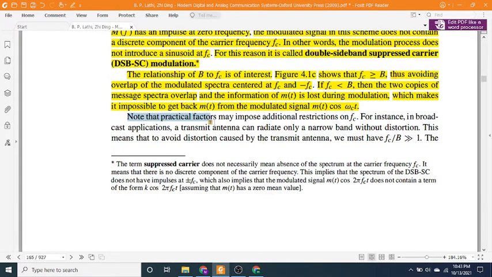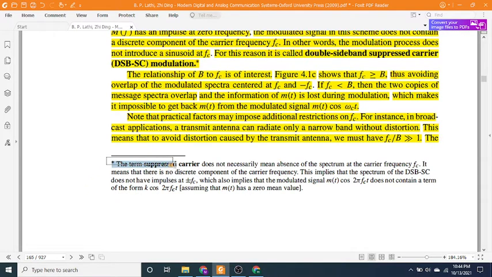Note that practical factors may impose additional restrictions on fc. For instance, in broadcast applications, a transmit antenna can radiate only a narrow band without distortion. This means that to avoid distortion caused by the transmit antenna, we must have fc/B ≫ 1.